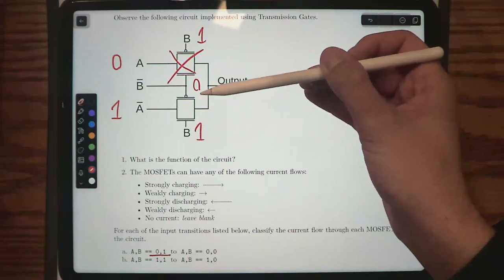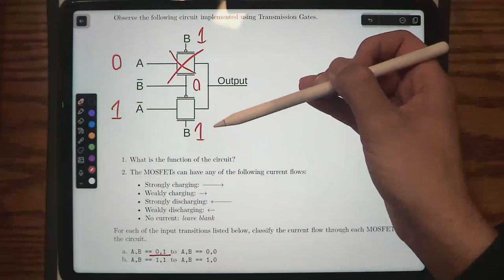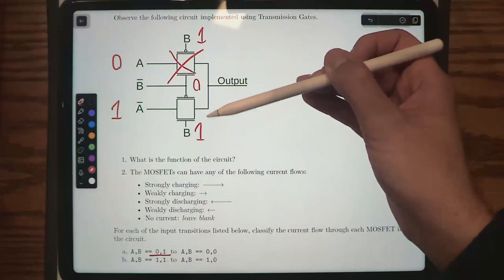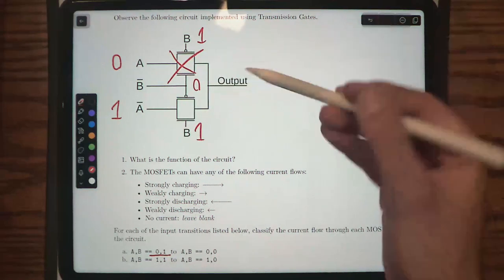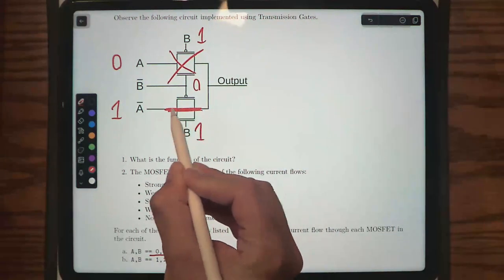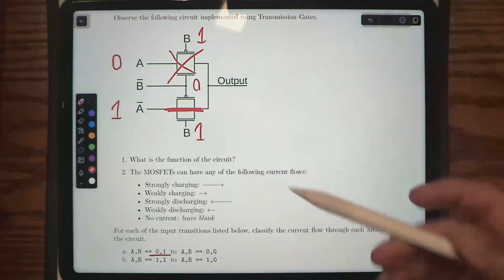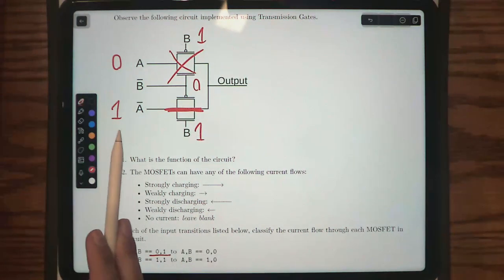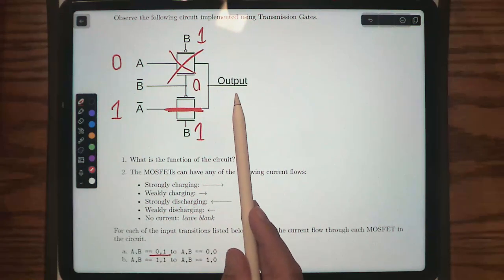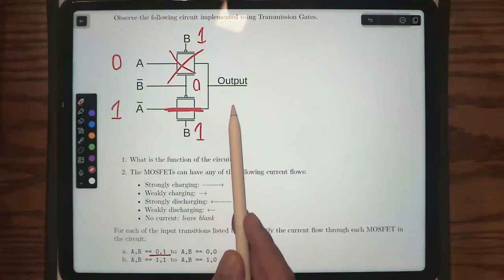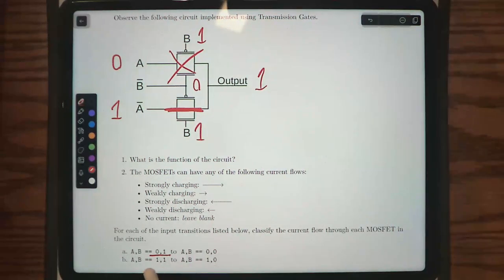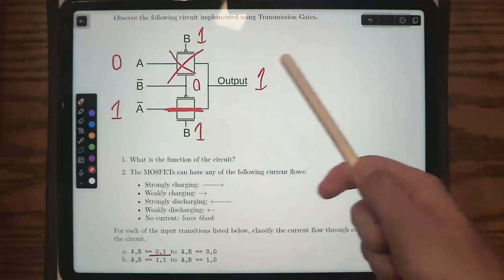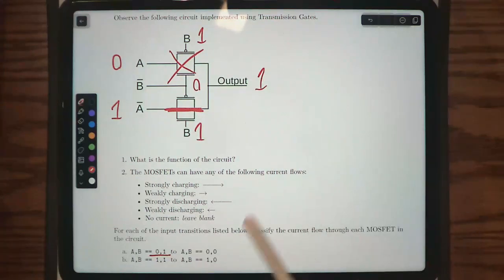This NMOS is tied to 1 volt. When an NMOS gate is tied to 1, does that mean that it is enabled? Yes, it does. So this is enabled, which means that this transmission gate right here is a short. If we have this 1 right here, then what is our output going to be? 1. So 1 is going to come through here and be on this output. Does that part make sense?